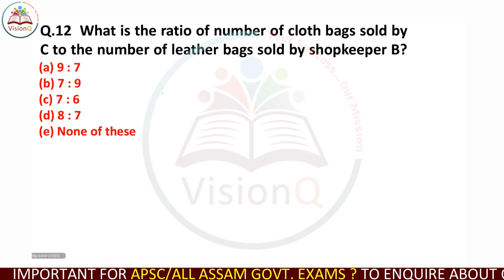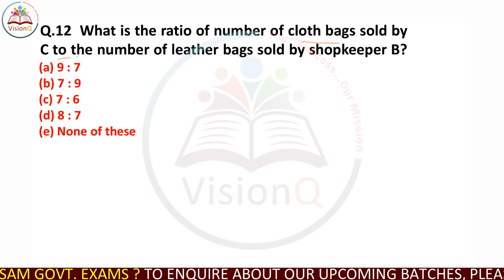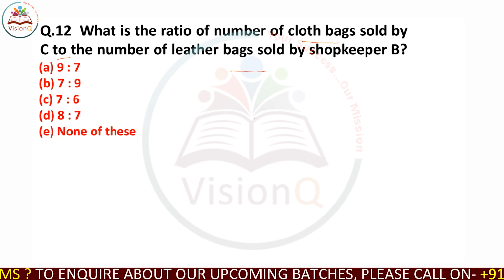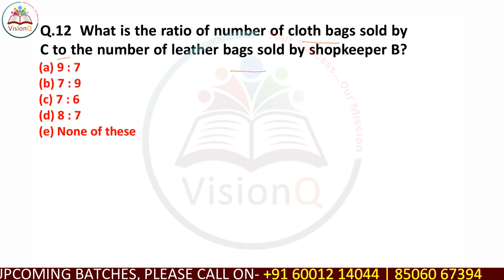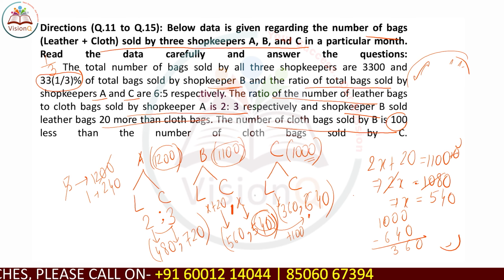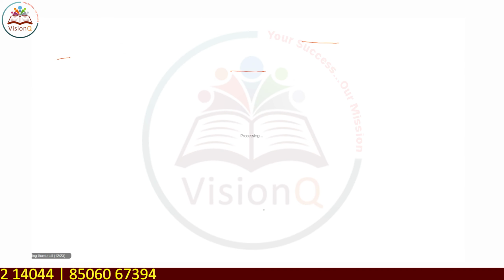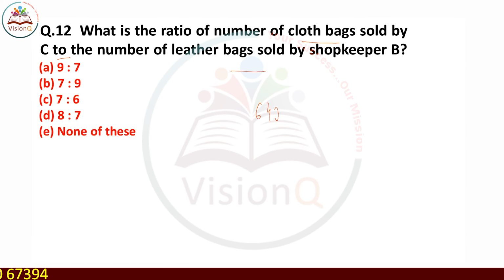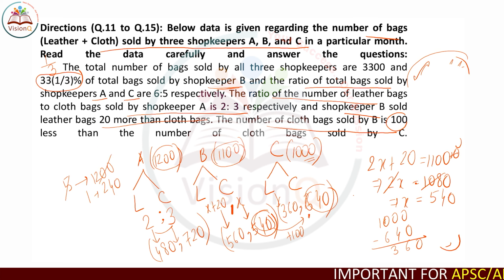Next is question number 12. It is asked to find the ratio of the number of cloth bags sold by C to the number of leather bags sold by B. Okay, cloth bags sold by C is to leather bags sold by B. Cloth bags sold by C is how much? 640. 640 is to leather bags sold by B. Leather bags sold by B is 560.